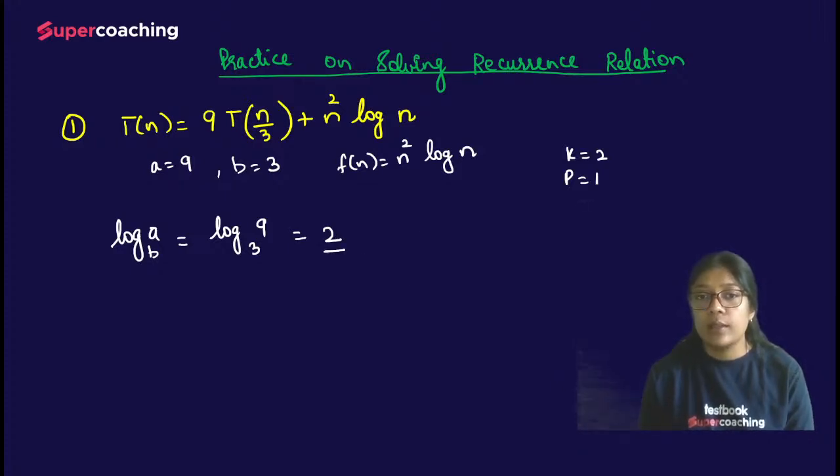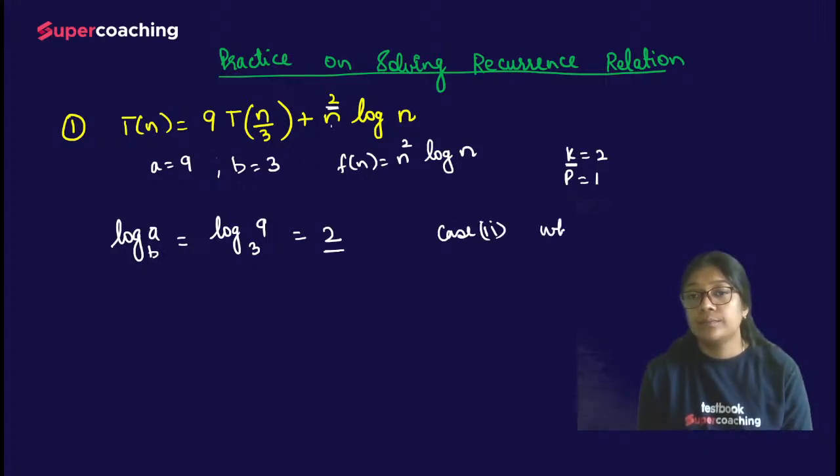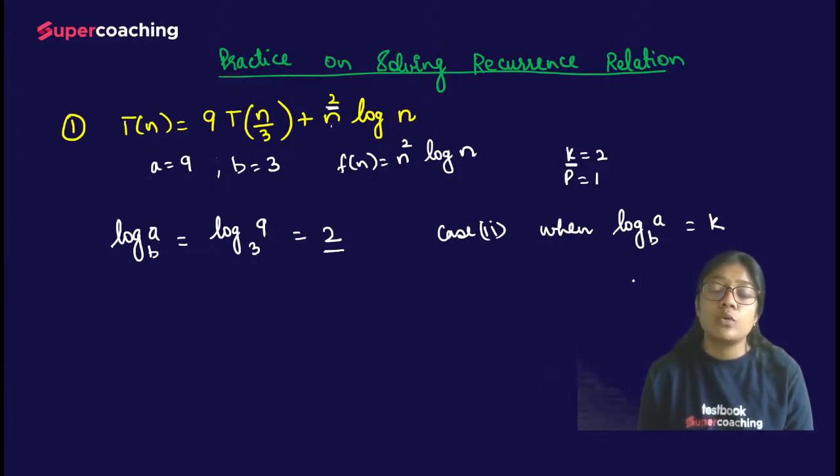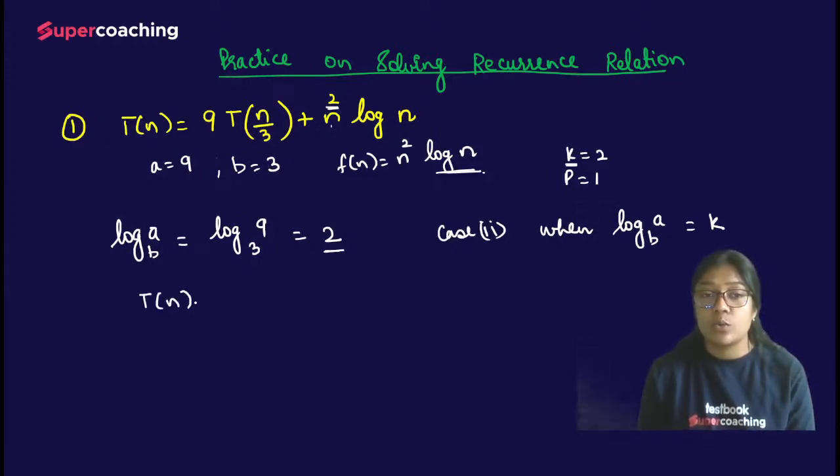If you compare it with the value k, n square was to come here, and square is coming here, so this is case 2. This is case 2 when log a is equal to k. When it's the equal case, that means we have to use log n in order to break the tie. Here the power of log is already 1, so one more term will be coming up. So t of n comes out to be f of n into log n, so theta of n square log square n.